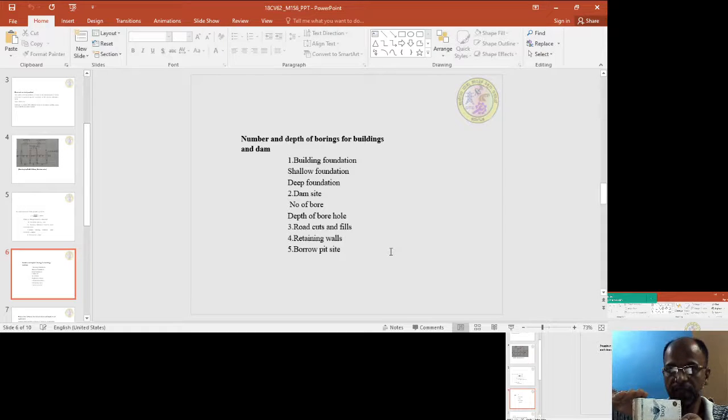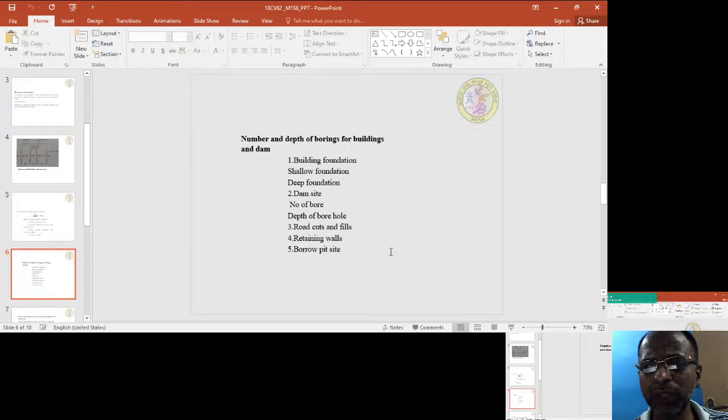Suppose this is a dam, and this is your upstream side of the dam, and this is your downstream side of the dam. On the upstream side of the dam, at every 10 meter interval, one borehole we have to do initially. Or if it is a huge dam, at every 100 meter interval, one borehole we have to do for primary boring. And detailed exploration, at every 10 meter interval we have to do one borehole. At downstream side of the dam, depending on type of the canal proposing, we are proposing, at every 100 meter or 500 meter, one borehole is necessary.